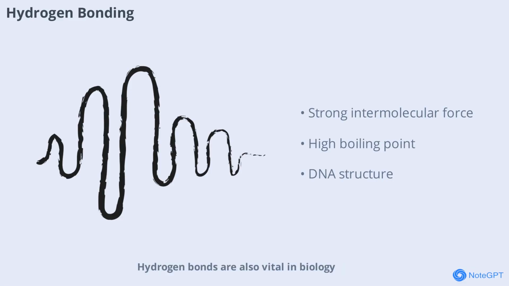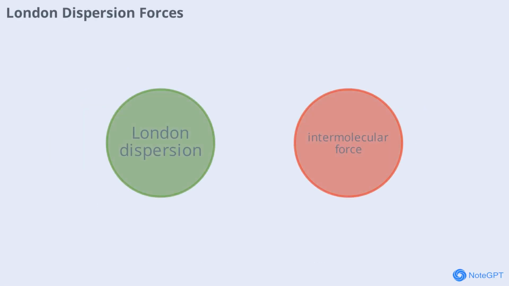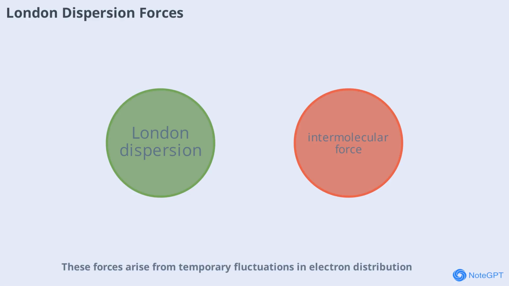Hydrogen bonds are also vital in biology, holding together the two strands of DNA. London dispersion forces are the weakest type of intermolecular force, but they are present in all molecules. These forces arise from temporary fluctuations in electron distribution, creating momentary dipoles that attract neighboring molecules. While weak, London dispersion forces become significant in large molecules and contribute to the properties of substances like waxes and oils. They help explain why some nonpolar substances can still condense into liquids or solids.